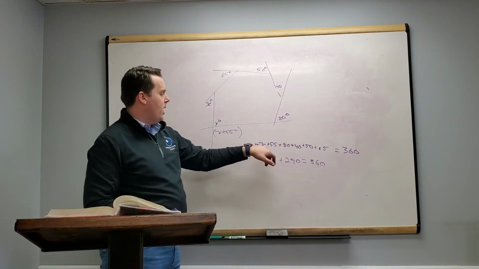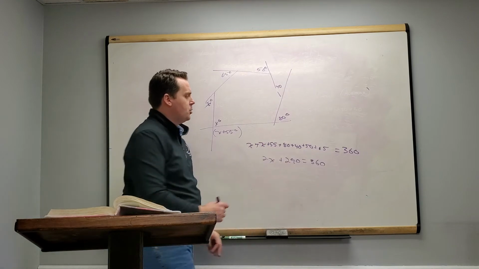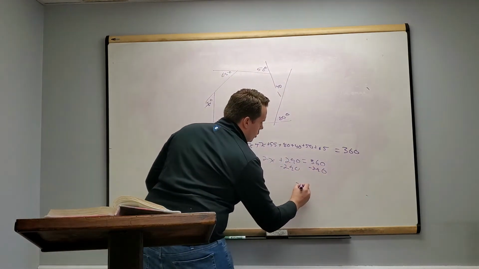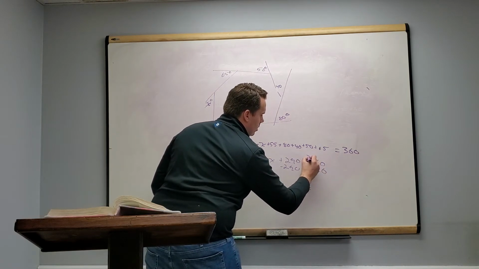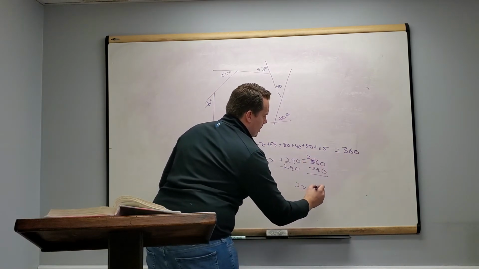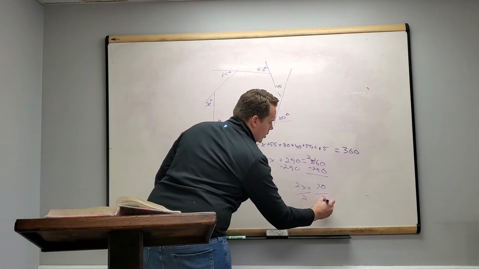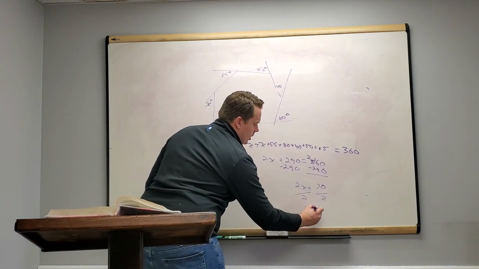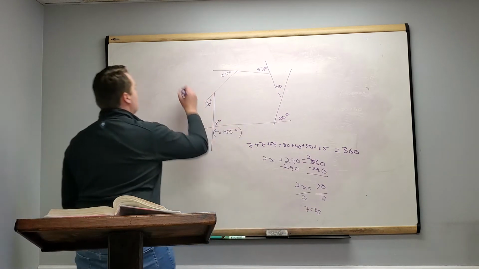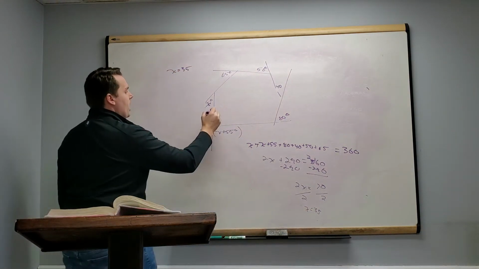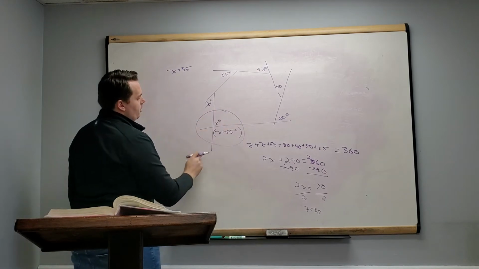X plus x is 2x. These numbers combined were 290. I'm going to subtract 290 from both sides. 2x equals 70. Divide both sides by 2. X equals 35. So let's write that over here. X equals 35.